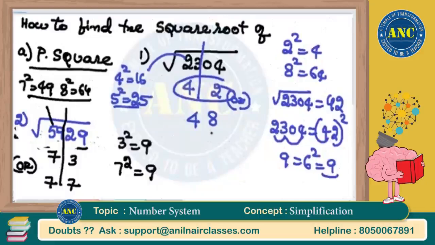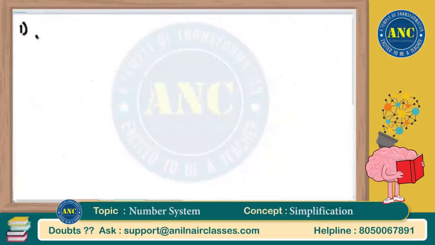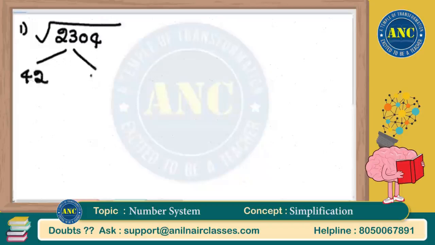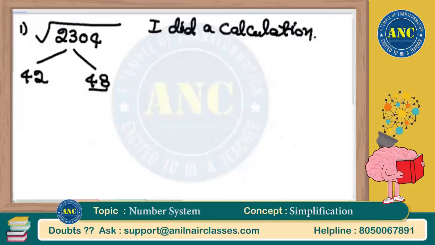So what is the question here? Put a question mark here. You are right, Hemant. I did a small mistake. Square root of 2304, I am stuck between 42 and 48. You are right and I am wrong. I did a silly calculation mistake. Just cooperate, sir.